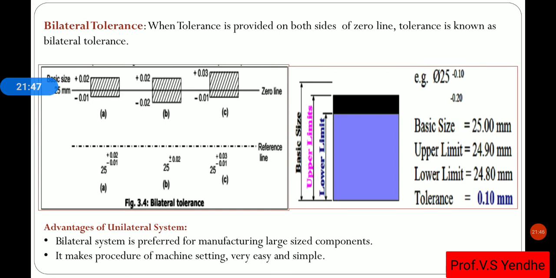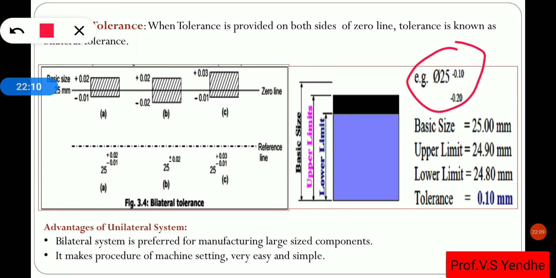That means if we see the example in this case, we can easily find that both the values, that means one value is above the basic size and the second value is below the basic size. So that is why it is known as a bilateral tolerance. If you see the example, here is given the basic size that is 25 and the two tolerance values that is -10 and -20 which is given.